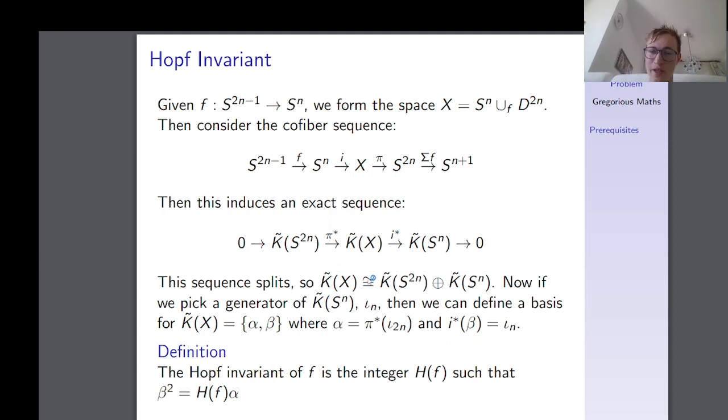And so what do we have here? We've got this exact sequence, and since this reduced K-theory here is the integers, it's projective, so the sequence splits. And so we have that the reduced K-theory of X, our space formed by this pushout here, is indeed just the sum of the K-theory of the 2n sphere plus the reduced K-theory of the n sphere. And so if we pick a generator iota n for the reduced K-theory of the n sphere, then in fact the following two elements define a basis for our reduced K-theory of X.